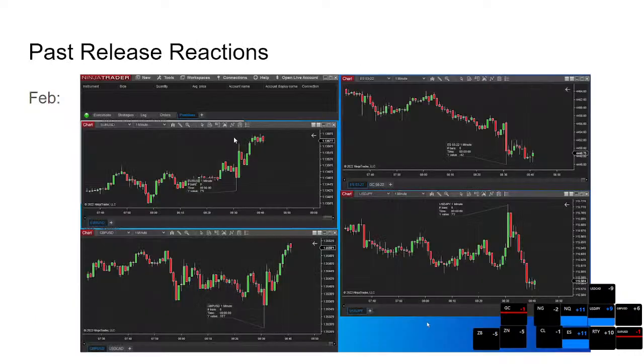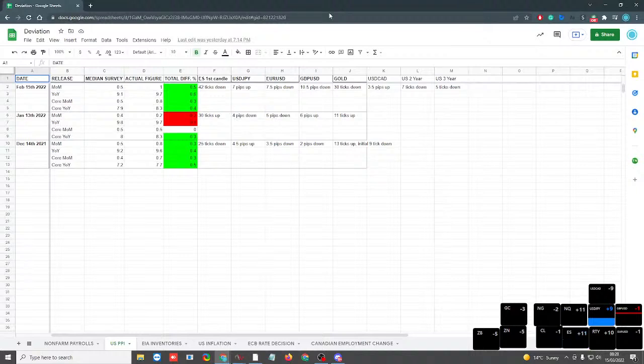Okay, so the past reaction we had from the February release. If we go to our deviations, if I bring that up here, we can have a look at the charts as well. So in February, in regards to triggers, we'd seen about a 0.5 deviation on the month-to-month figure, and the reaction on the initial candle, going from the start of the candle to the low of the wick, on the S&P 500. We had seen about 42 ticks towards the downside on that initial candle.